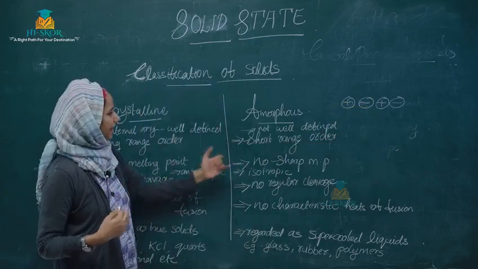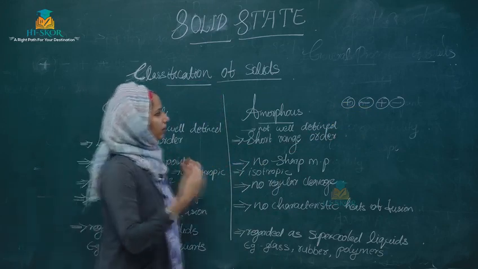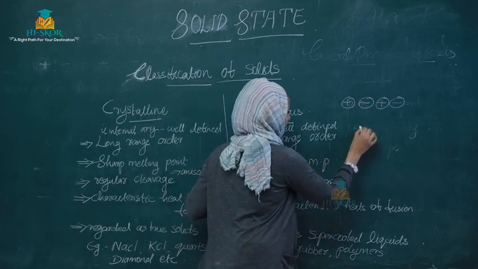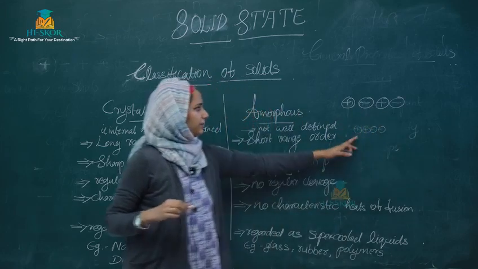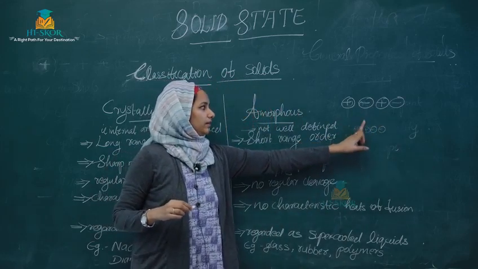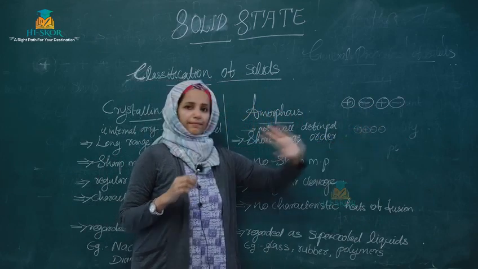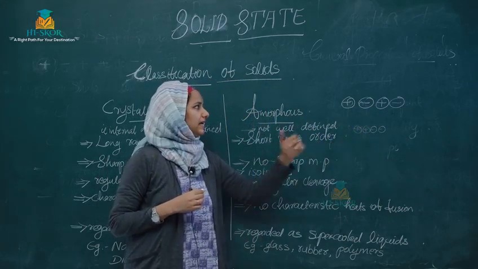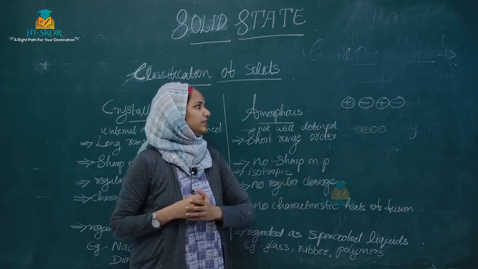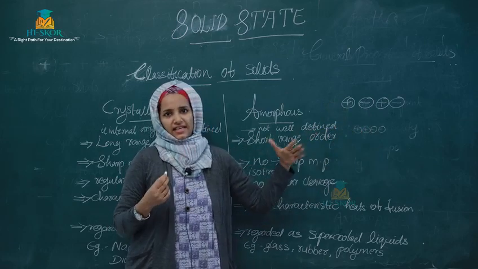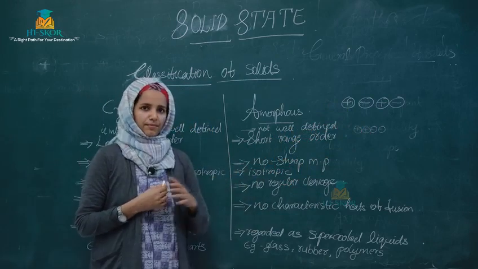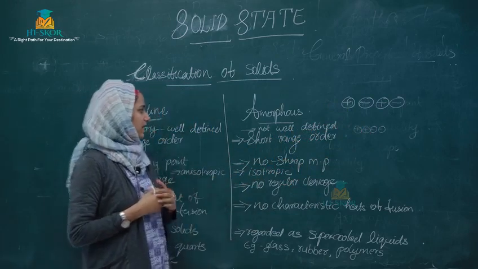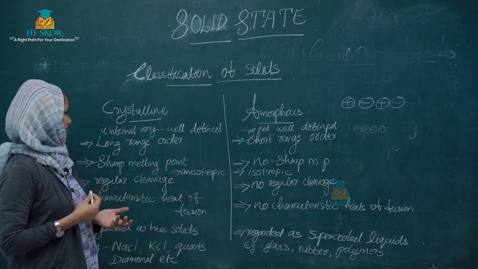But what will happen in amorphous solids? I told you earlier there is not the presence of the same type of bond here. That means they need different amounts of thermal energy. So we can't say that it possesses a sharp melting point. Amorphous solids do not have a sharp melting point.